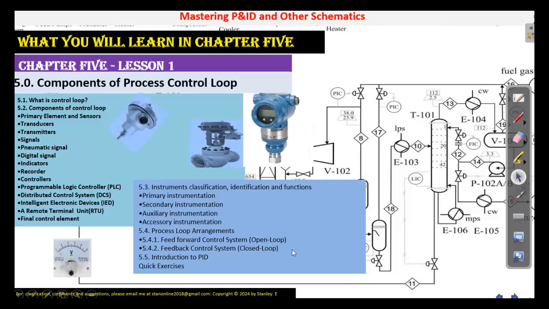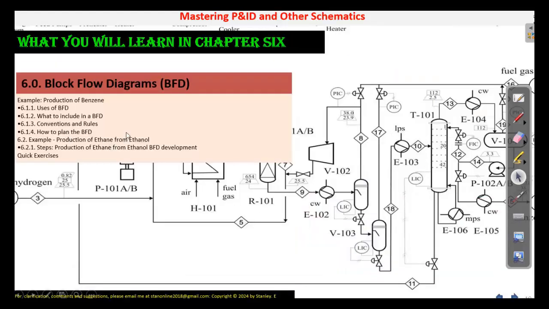instruments, auxiliary instrument, accessory instrument, process loop arrangement, feed forward control system, open loop, feedback control system, closed loop, introduction to PID, and of course some quick exercises. What you will learn in chapter 6. In chapter 6, we are going to be looking at the block flow diagram.